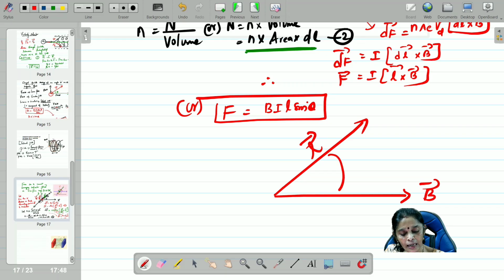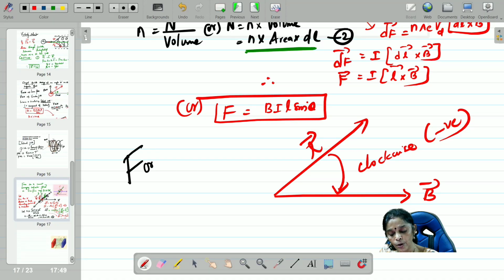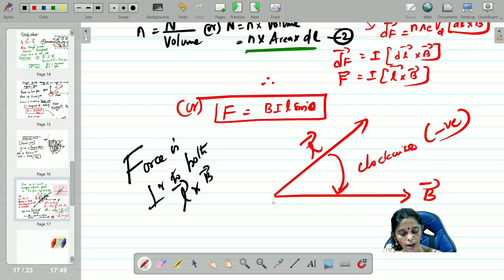Now you tell me, children, L cross B, it is clockwise and anti-clockwise. It is clockwise. Already I told you to take clockwise as negative, which is the third axis. The third axis means the force will be perpendicular to both L and B. So therefore, the force is perpendicular downwards. How do you know? Because clockwise. Third axis, perpendicular downwards. That is all, children.